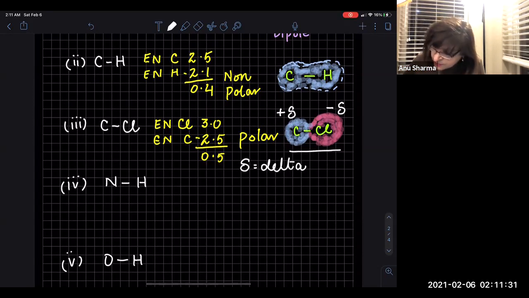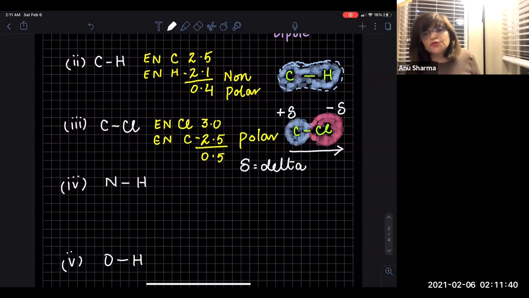And chlorine is more electronegative. So when we put the arrow, this means that the polarity is more towards the chlorine side. So it is a polar bond.